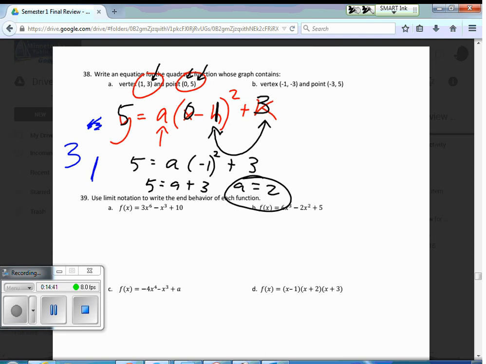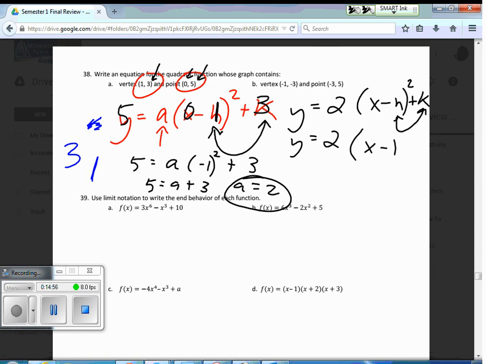Except now I know what a is. So I'm going to go y equals, a is 2 now, x minus h squared plus k. And I also know h and k. I knew them from the beginning. They're the vertex. So it's y equals 2 times x minus 1, where the x of the vertex is 1, and the y of it is 3, squared plus 3. There we go.